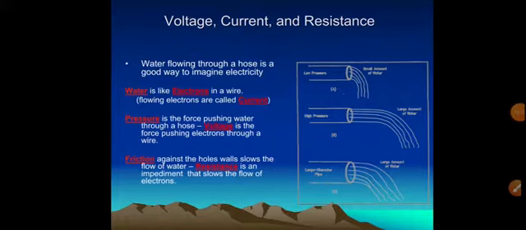V is directly proportional to I. That is the basic Ohm's law. V is equal to IR. If resistance is constant, voltage is proportional to current. Okay, you know that the basic Ohm's law.